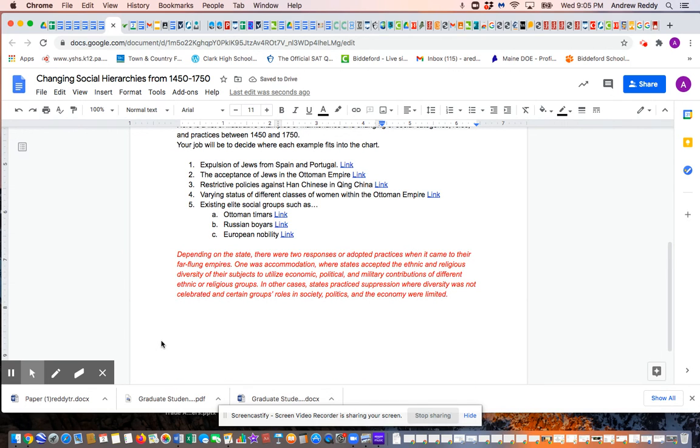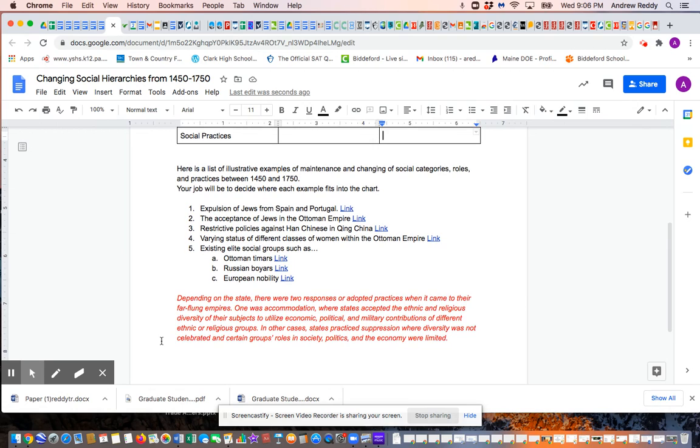So, depending on the state, there were 2 responses or adopted practices when it came to their far-flung empires. One was accommodation, where states accepted the ethnic and religious diversity of their subjects to utilize economic, political, and military contributions of different ethnic and religious groups. We've seen this already when we talked about empires such as the Mughal in India and the Ottoman based in Turkey. In other cases, states practiced suppression, where diversity was not celebrated and certain groups' roles in society, politics, and the economy were limited. And you will see that particularly is the case with Jewish populations in various areas.